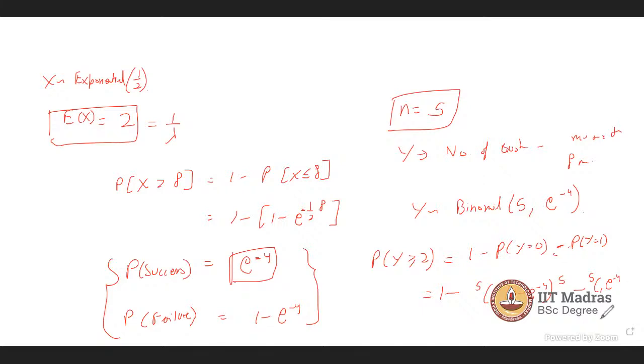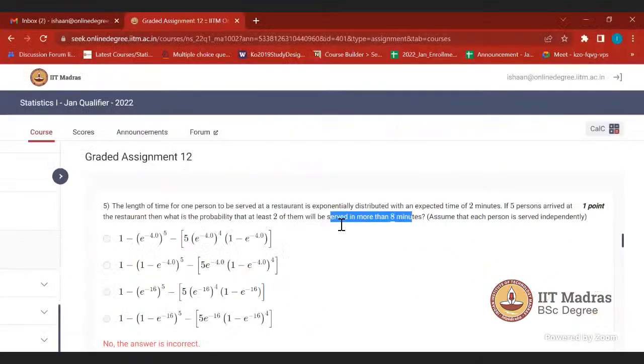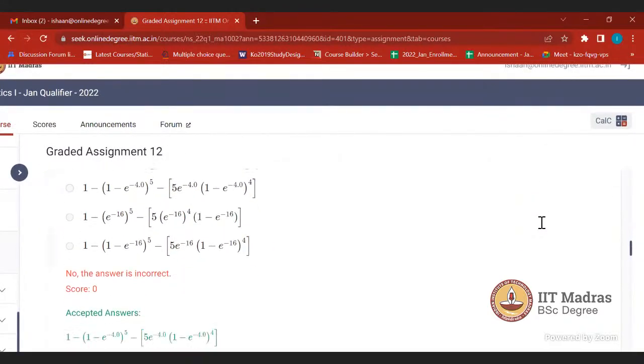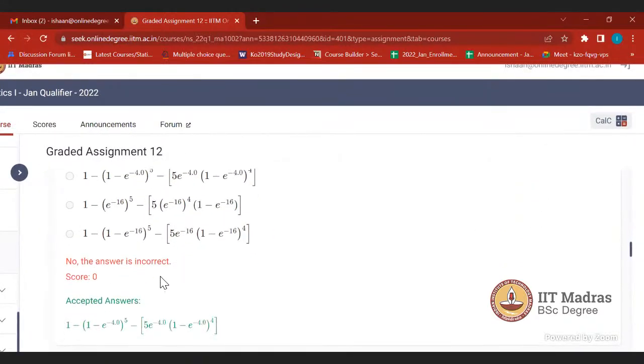Similarly for the other values. It's a mixture: the probability of success you get using exponential, and then you use the binomial to find at least two. It is given that each person is served independently, so that makes the condition of binomial satisfied, right? Is it clear? Yes, sir.